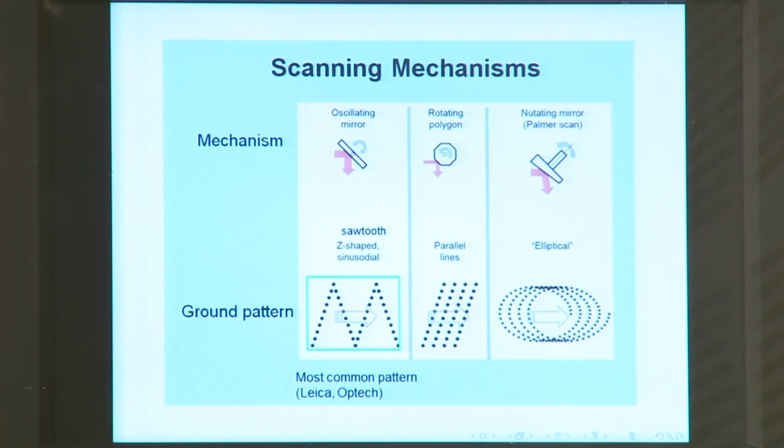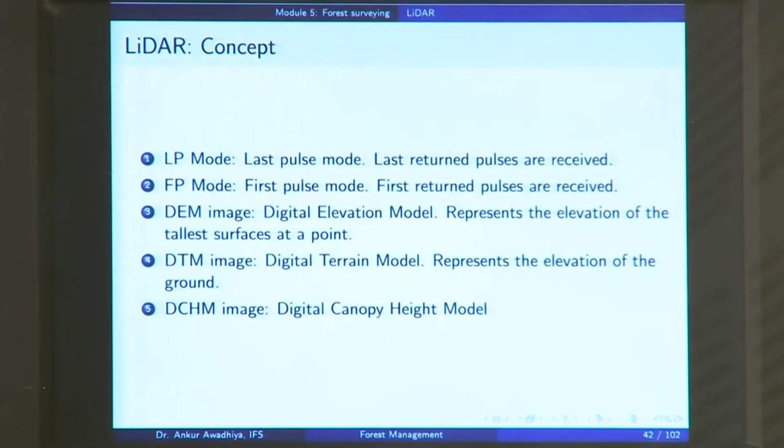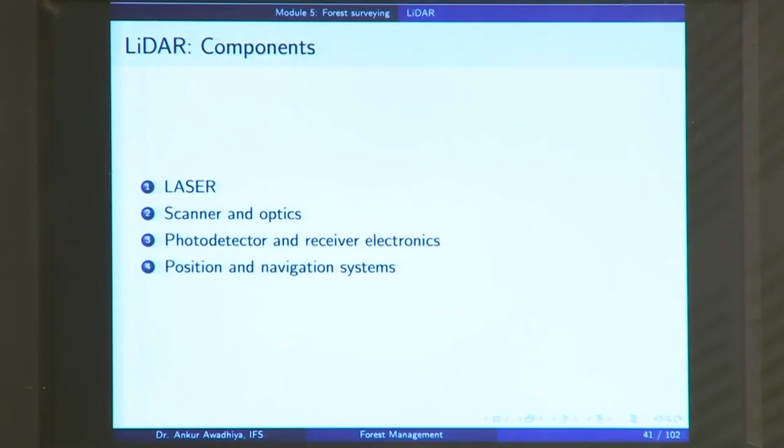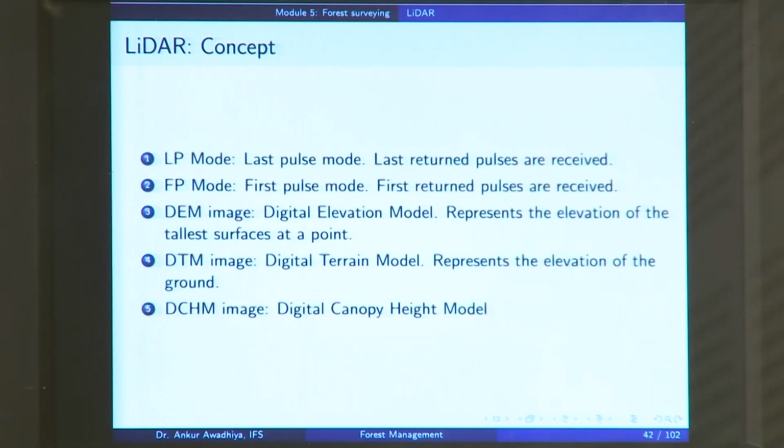So, we said that in the case of a LiDAR, you have the laser. The first thing was the laser, the second was the scanner and the optics. So, now we have looked at the scanner and the optics that are creating different patterns on the ground to scan the whole of the surface. Now, once it has interacted with the surface, the laser beam comes back and it is detected using the photodetector and the receiver electronics.